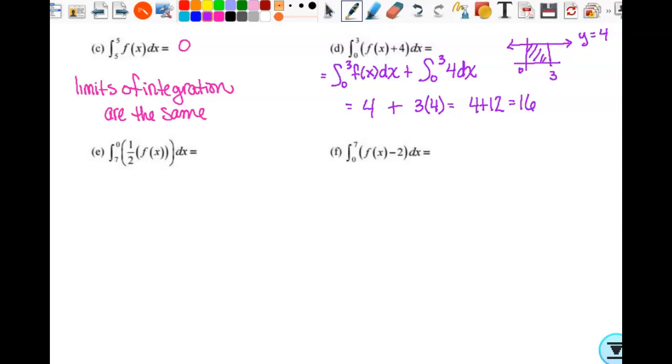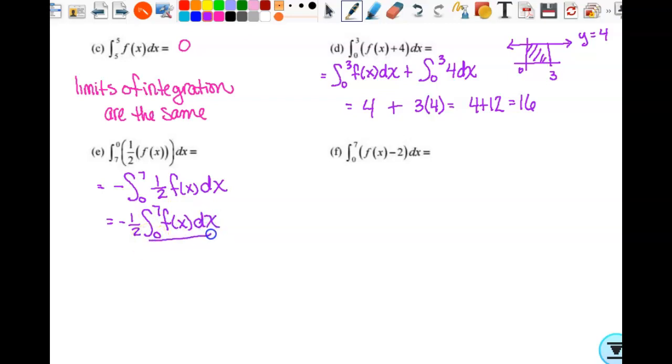Now I'm going from 7 to 0. I want to flip that around, so we go from least to greatest. If I change this to the integral from 0 to 7, what else do I need to do? Negative. And this is 1/2 times f of x dx. Then take the 1/2 out. So this is equal to negative 1/2 times the integral from 0 to 7 of f of x dx.